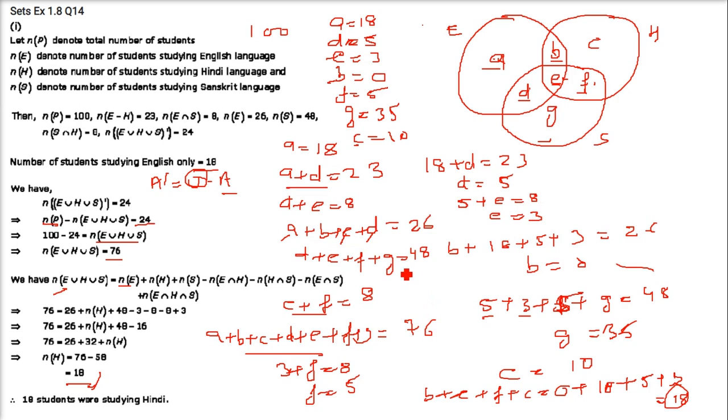Now the next one is Hindi and English. Second part is Hindi and English. How many students are studying Hindi and English? So here you see, Hindi and English can be easily found out using B plus E. So B plus E is nothing but B is 0 and E is 3. So it will be 3.